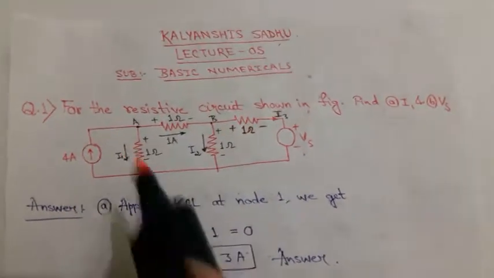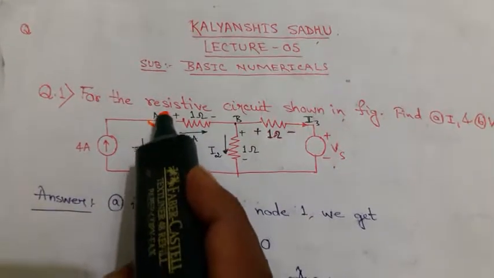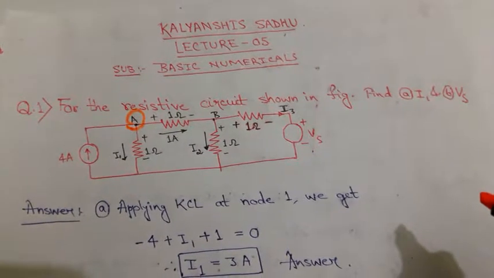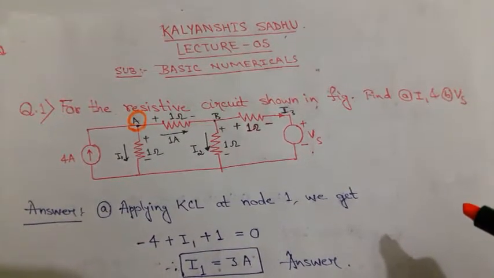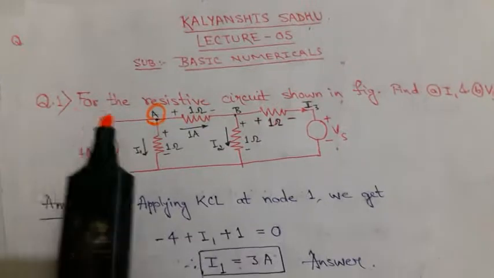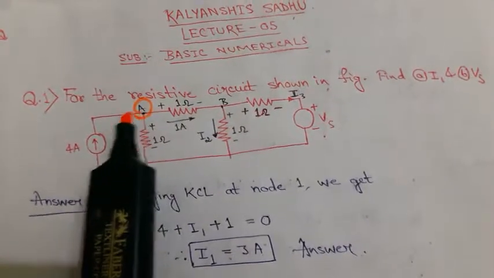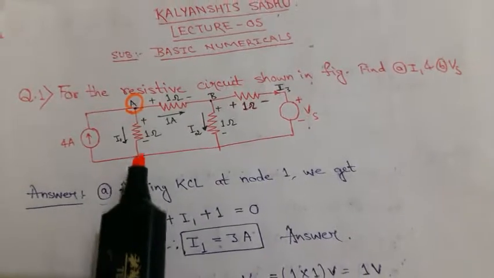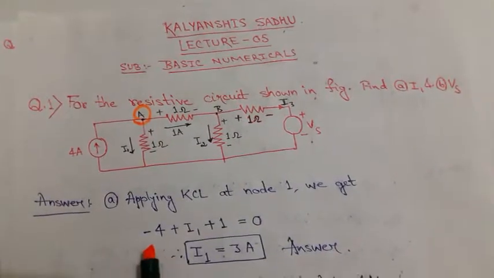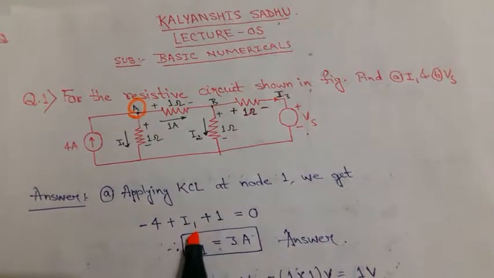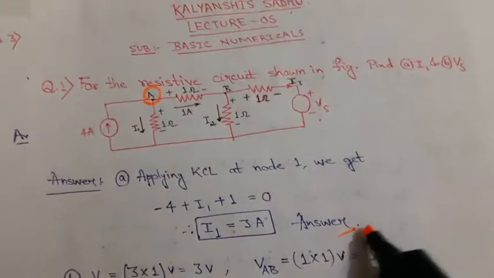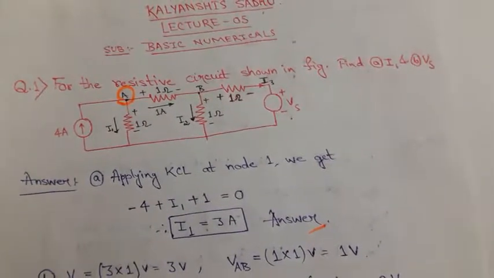Node 1 means, as you can see, I have mentioned it as A. At node A, I am going to find the current I1 by applying KCL. In node A, minus 4 ampere of current is entering the node, I1 amount of current is leaving the node, and 1 ampere of current is also leaving the node. So I can write minus 4 ampere plus I1 plus 1 is equal to 0. So you can easily find that I1 is equal to 3 ampere, which is the first answer of the question.